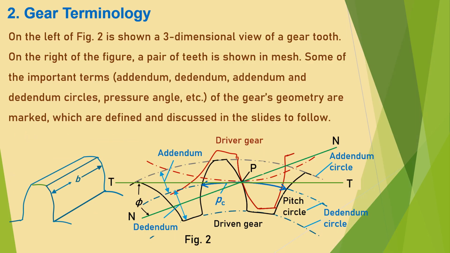Now I discuss the gear terminology. On the left of figure 2 is shown a three-dimensional view of a gear tooth. On the right of the figure, a pair of teeth is shown in mesh. Some of the important terms, addendum, dedendum, addendum and dedendum circles, pressure angle, etc. of the gear's geometry are marked, which are defined and discussed in the slides to follow.